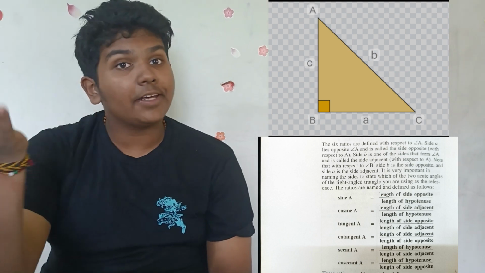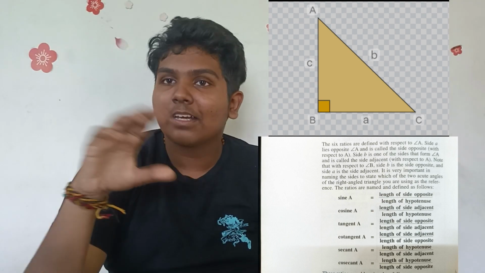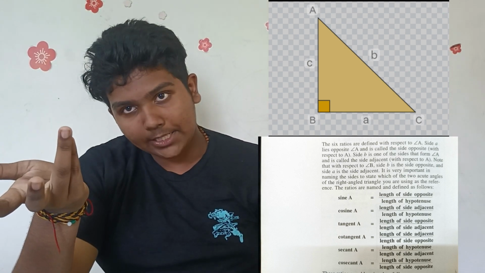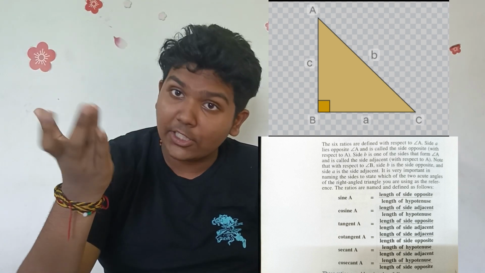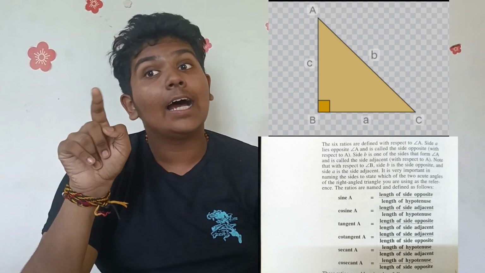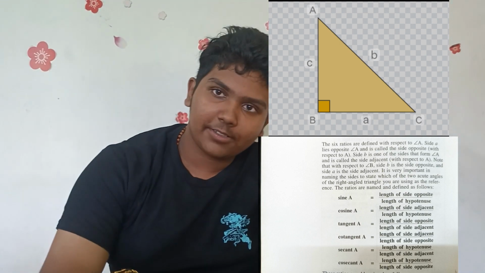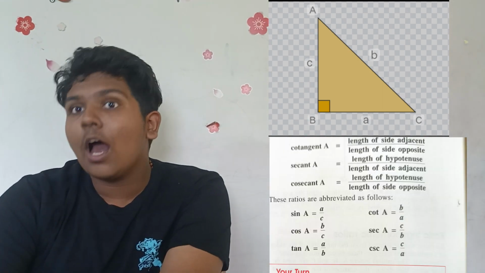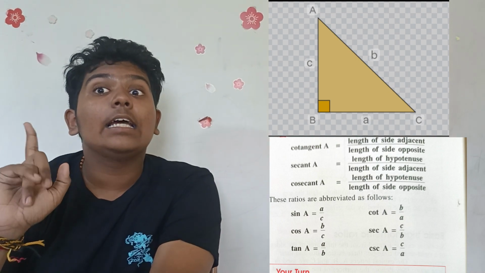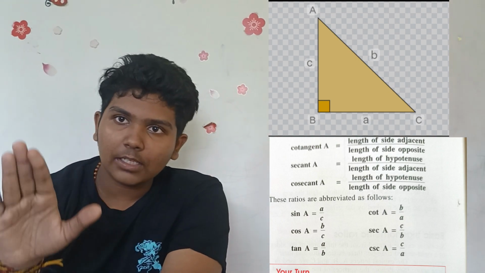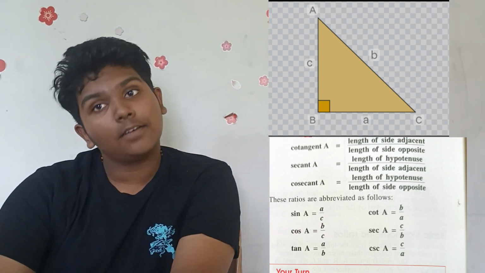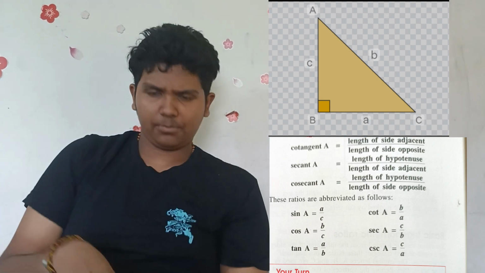Anyway, now next is secant. Secant A is equal to hypotenuse by adjacent, and for the co-actor of secant, cosecant, it is hypotenuse by opposite. What is similar between secant and cosecant is that both have the hypotenuse as the numerator, but the difference is their denominators. For the secant, it's adjacent. For the cosecant, it's opposite.